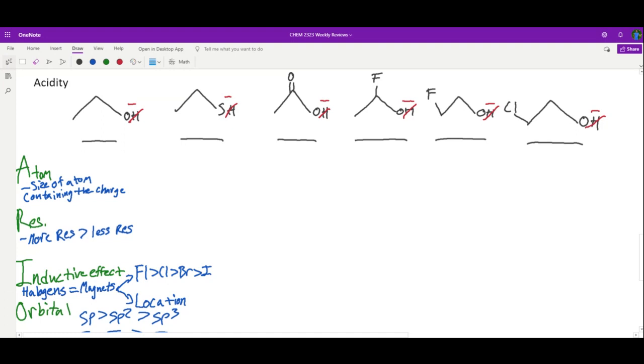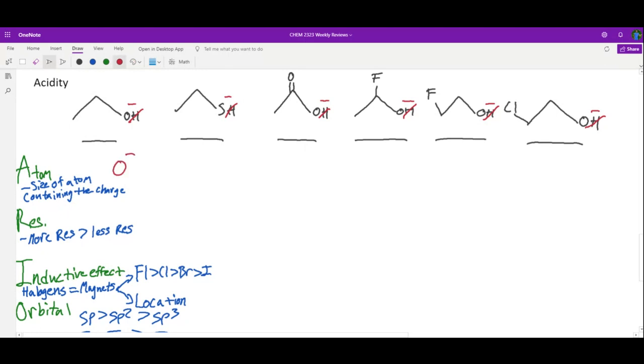Even though ARYO is in this order, resonance is actually more important than the size of the atom that contains the negative charge, okay? So resonance is the most important factor, and then it's the atom, then the inductive effect, and then orbital. Resonance, atom, inductive effects, orbital, okay? ARYO is a checklist, so we're going to go through each of the concepts and write it down, okay?